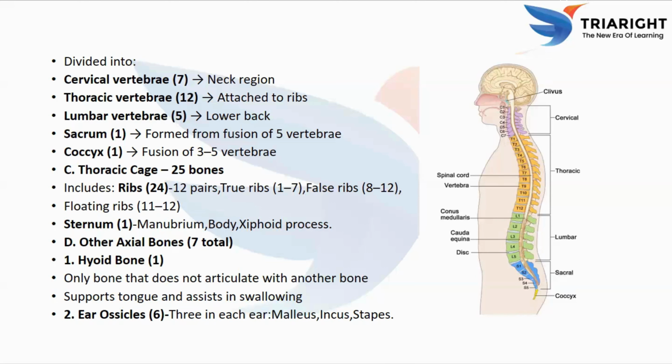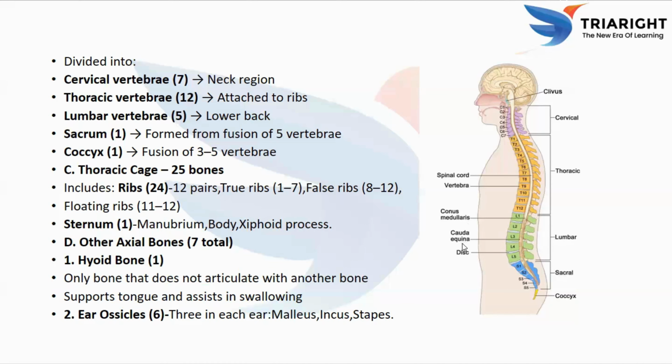Next, coming to the ear ossicles. They are made up of 6 bones, 3 tiny bones in each ear. The 3 ear ossicles are the malleus, incus and stapes. The malleus is hammer shaped, the incus is anvil shaped, and the stapes is stirrup shaped. This is the smallest bone in the body. What is the function of the ear ossicles? They transmit the sound wave vibrations from the eardrum to the inner ear. So this is about the axial skeleton and the bones which make up the skeleton.